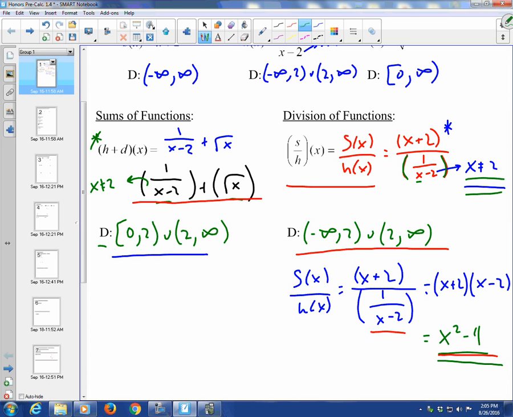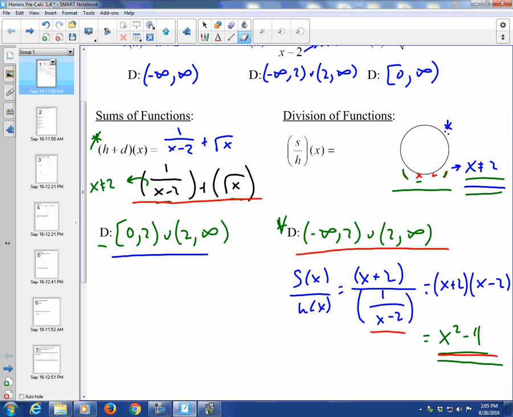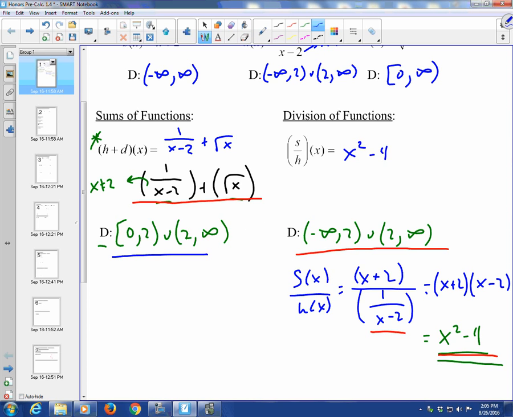So really what we get when we simplify is an easier way to look at the graph of the function, but of course we have to respect the original domain, the domain of the function in the unsimplified form. So if we had this equation s divided by h of x, we would represent it with the simplified equation x squared minus 4, but we would have to say for the restricted domain of negative infinity to 2 union 2 to positive infinity, right? That's something we want to take into consideration when we're working through these.